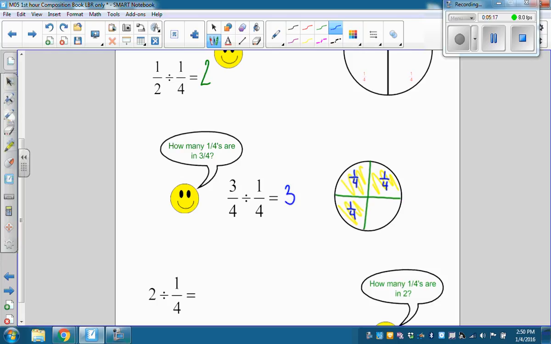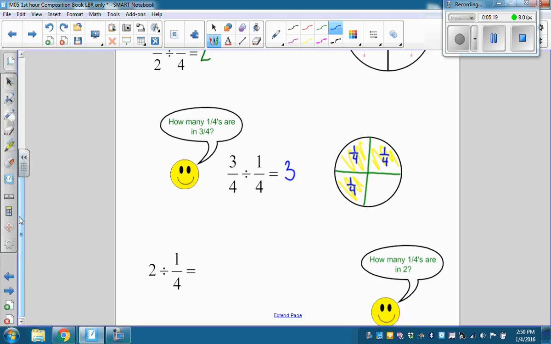So these pictures are relatively simple, but they still require some thought. This problem over here is asking us how many fourths are in 2. So think of 2 whole pizzas divided into fourths and count the pieces. There's 1, 2, 3, 4, 5, 6, 7, 8. So 2 divided by a fourth is 8.